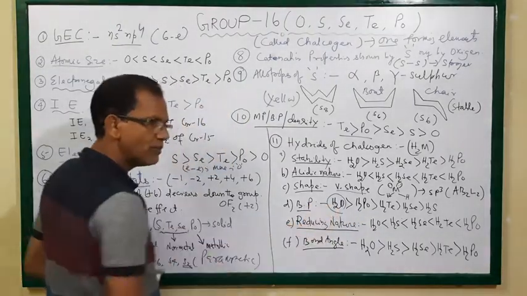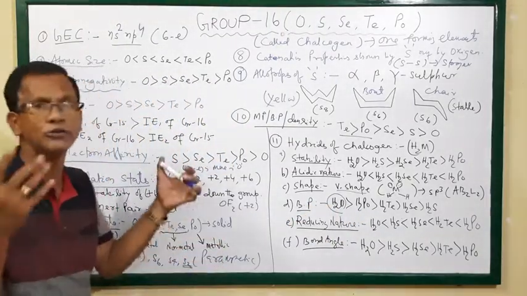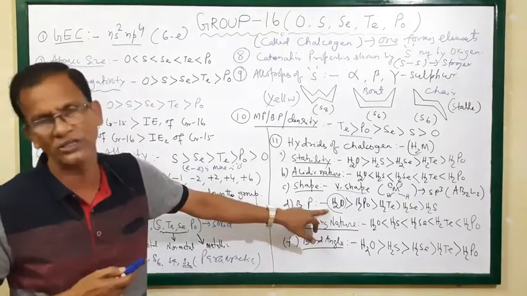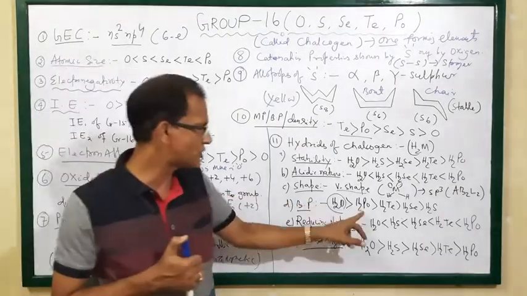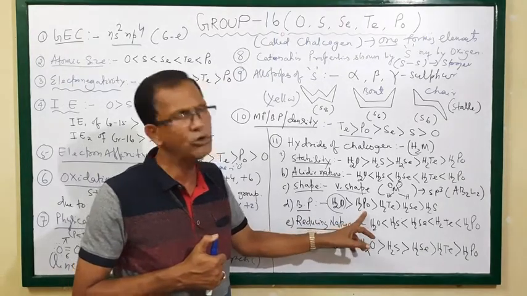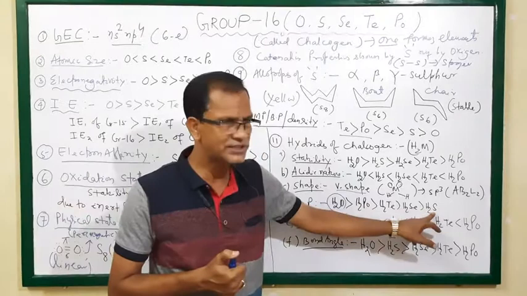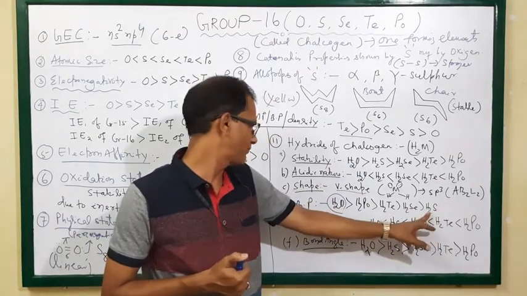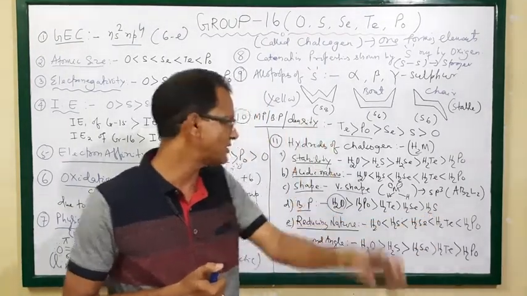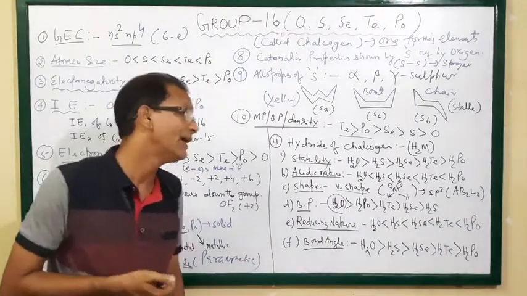But why does water come first? Because of strong hydrogen bonding. Here hydrogen bonding is stronger, that's why the boiling point is more. H2Po is higher because of greater van der Waals force. And H2S has the least boiling point due to small size, and there is no hydrogen bonding.